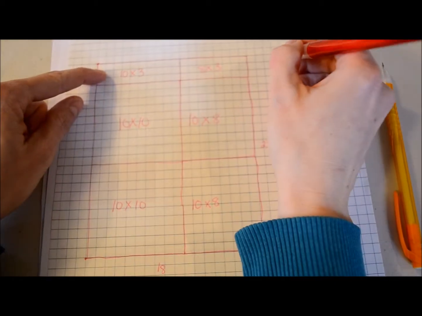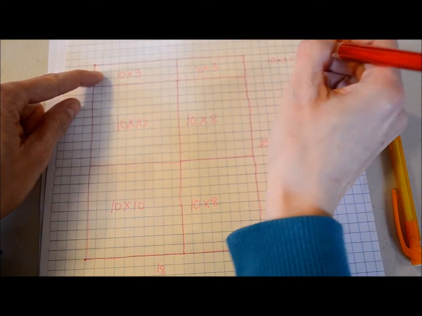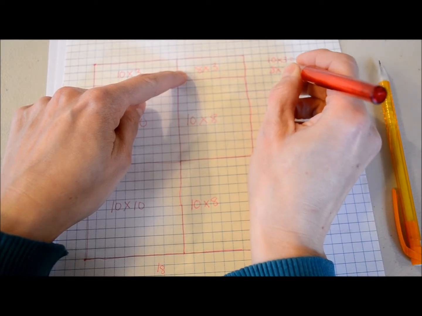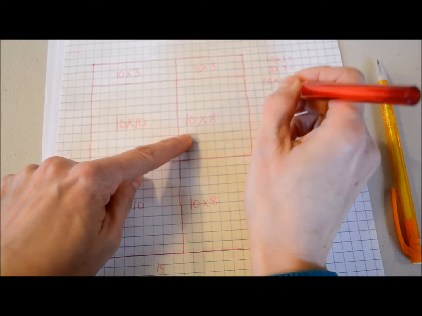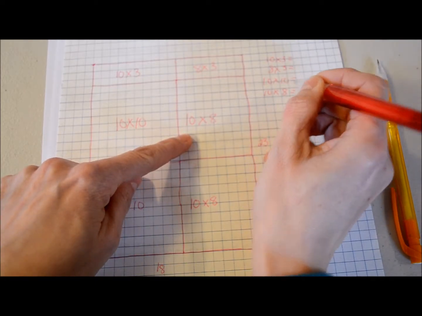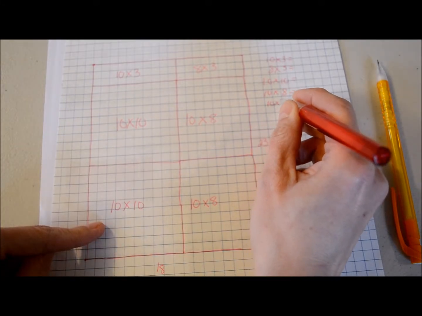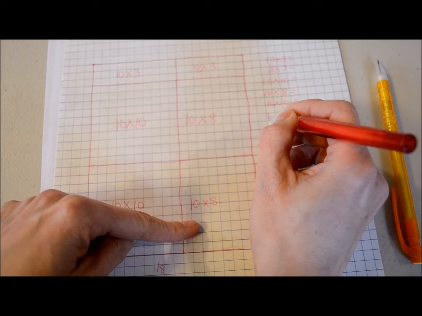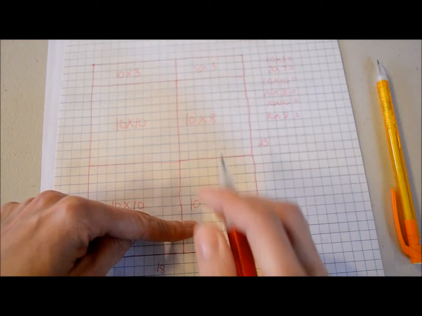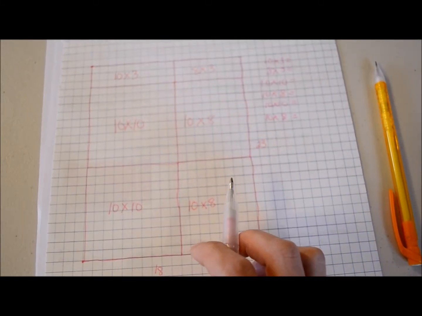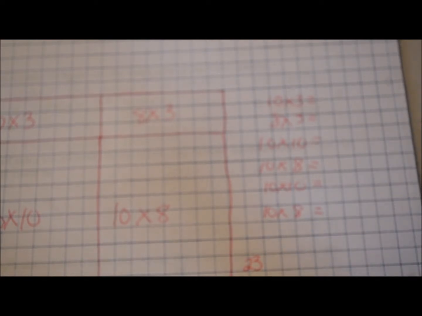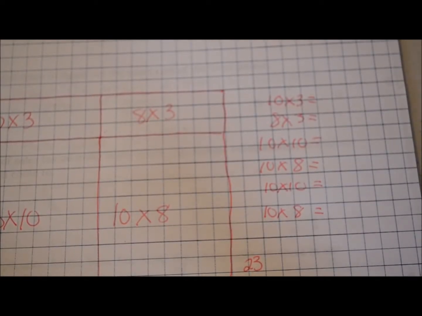So we've got 10 times 3, 8 times 3, 10 times 10, 10 times 8, 10 times 10, and 10 times 8. So now we have to figure out all of our times tables here. I'm going to see if I can zoom in a little closer so you can see them a little better. Okay, I'm going to focus a little better. There you go. So here we go.